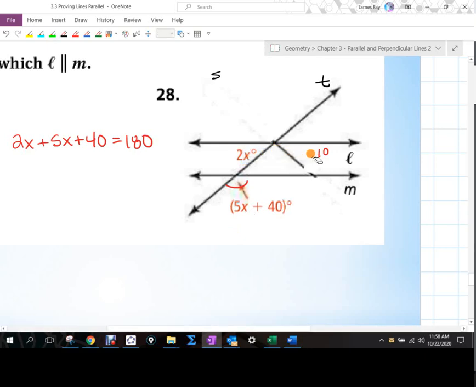You could have moved 2x there. You could have moved 5x plus 40 up there. Okay. But once you solve this, you get what? 7x equals 140. X is going to be 20.